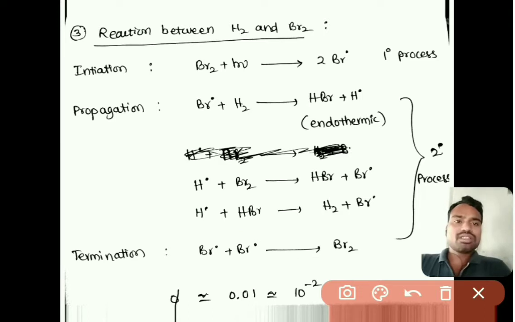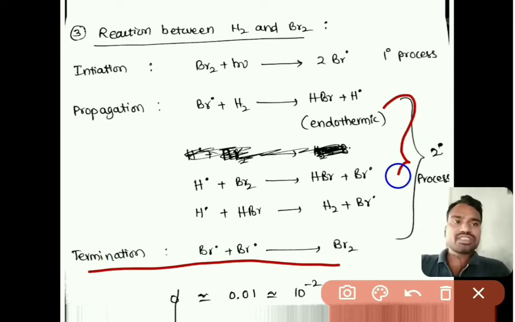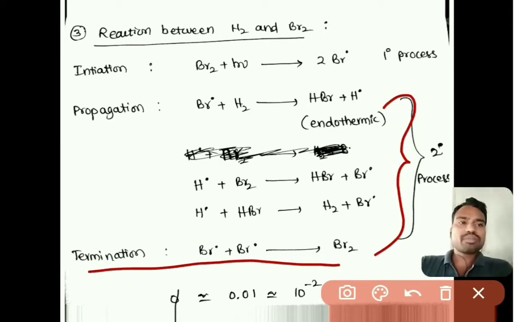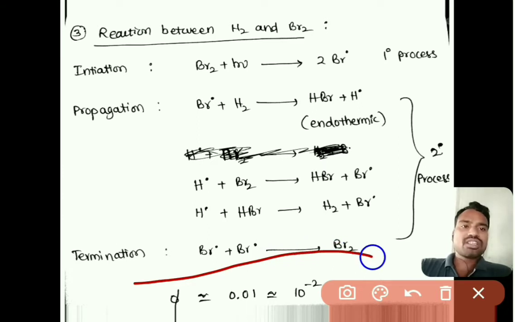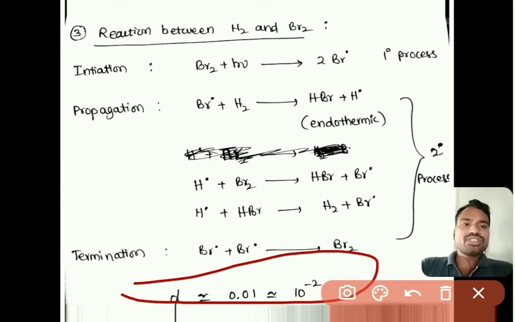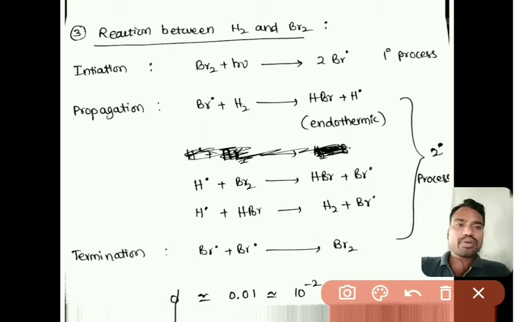So this is a chain termination step, and the propagation and chain termination steps come under the secondary process. So in this bromine and hydrogen reaction, the quantum yield would be 0.01, that is 10 to the power of minus 2. This is very low, meaning that by absorbing 100 photons, only one molecule of H2 and Br2 reacts, so that HBr would be formed.